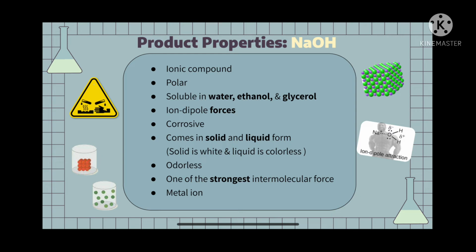Moving on to our last product, NaOH, known as sodium hydroxide. Here are some properties of this product. It is a corrosive substance, comes in solid and liquid form, but each one of them has a different appearance, does not have a smell, and it has one of the strongest intermolecular forces due to having hydrogen bonding and an interaction between an ion and a dipole.